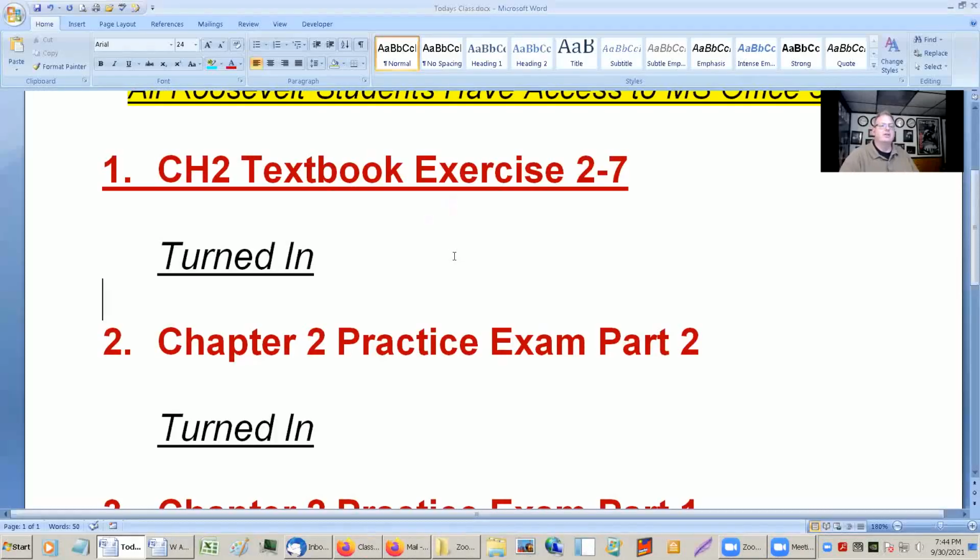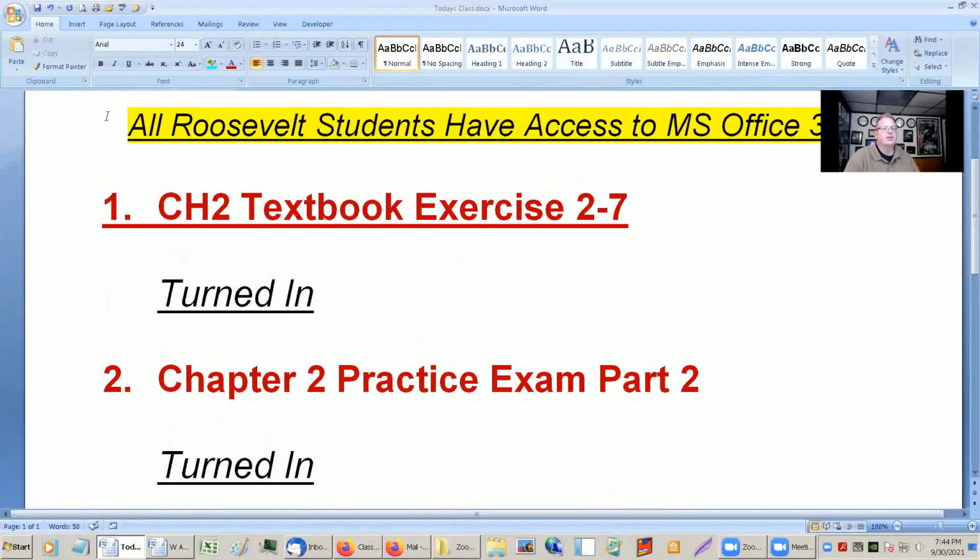So what about all these papers, all these practice chapter 2 practice? I got a whole stack here. Okay, so here's what we're gonna do. Here's what you're gonna turn in. The two things we did today so far, you're gonna turn those in. You cannot see what I'm doing. I'm doing that just for myself.